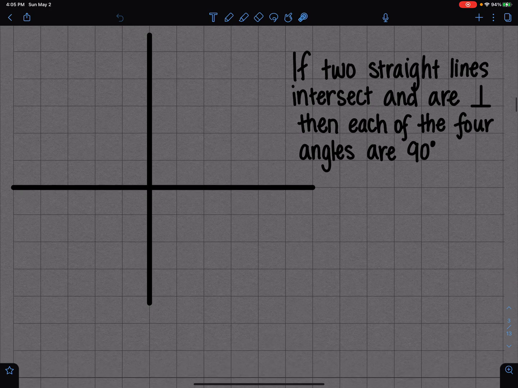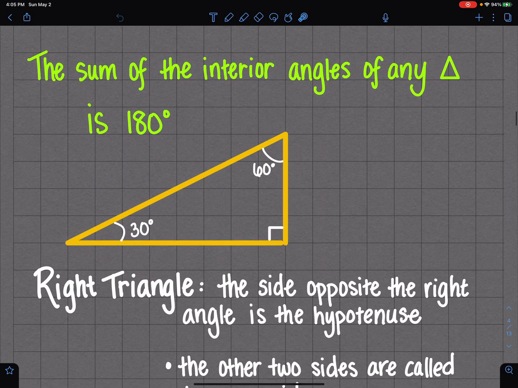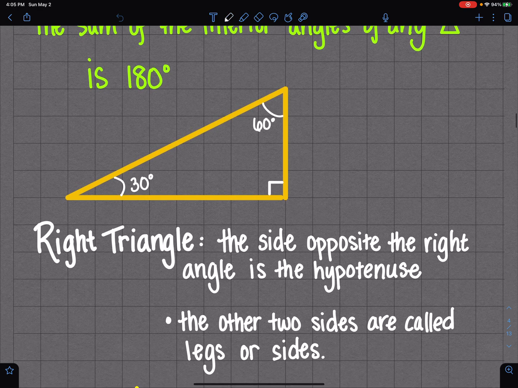Okay, so with this definition of a 90-degree angle, it can be proved by using geometry that the sum, this is important, the sum of all of the interior angles of any triangle adds up to 180 degrees. That's kind of cool, I think. I think that's a really cool thing. But the angles inside a triangle add to 180 every time.